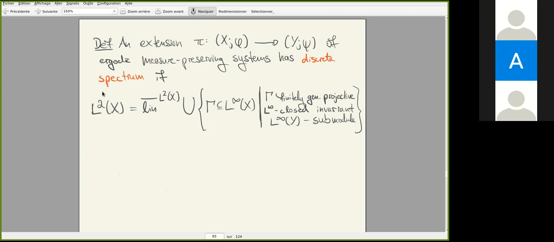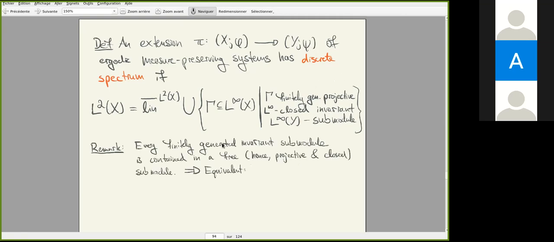So it has discrete spectrum, essentially, if we have many finitely generated projective closed invariant submodules in L infinity of x, and many means they are dense in L2. Okay, you can already imagine that it's not fun checking all these properties here. So we make the following remark.